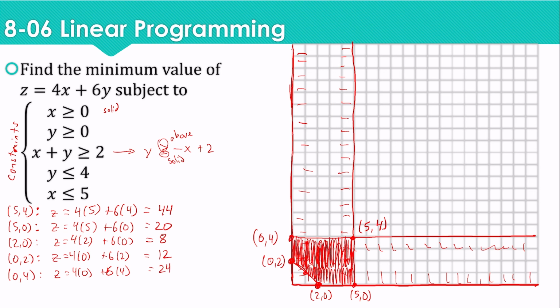So we want the minimum. The minimum is 8. So the minimum is 8, and it occurs at (2, 0).